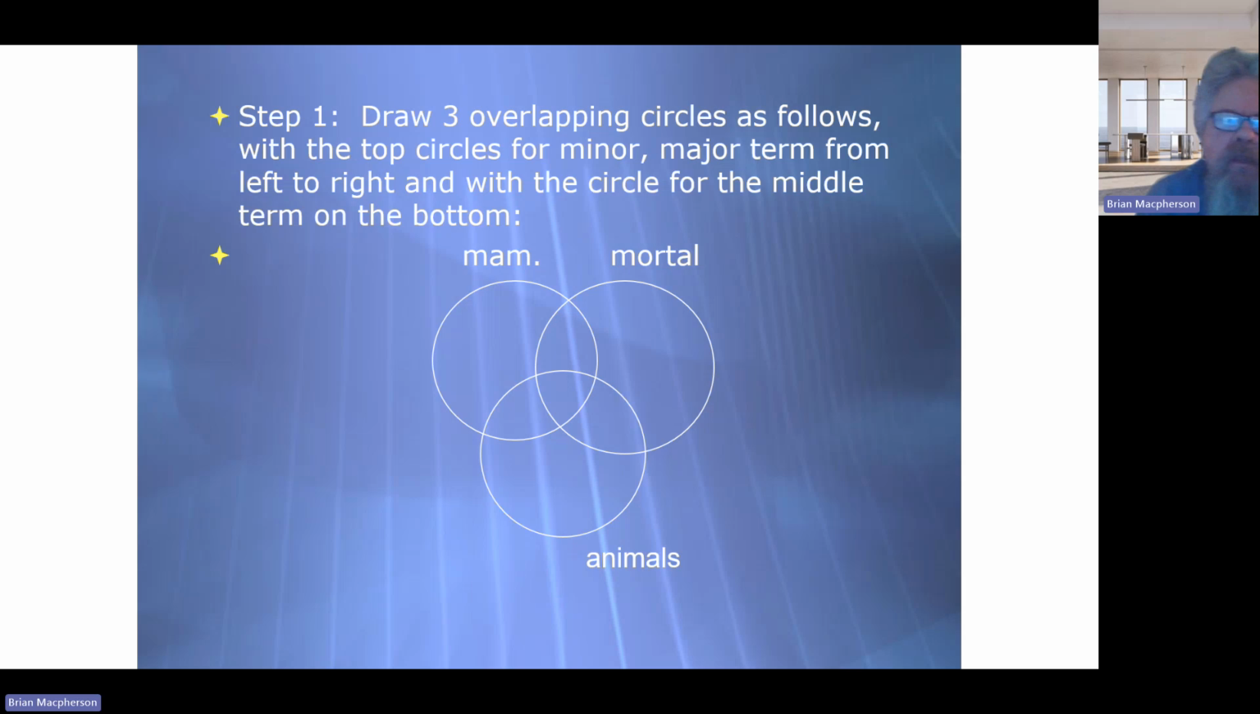So notice that what we have are three overlapping circles. The area smack dab in the middle of all of them is where all three intersect. Then there's an area where mammals and mortals intersect, an area where mammals and animals intersect, and an area where animals and mortal intersect. So we're going to use this diagram in order to characterize the categorical syllogism and then to find out whether it's valid or invalid.